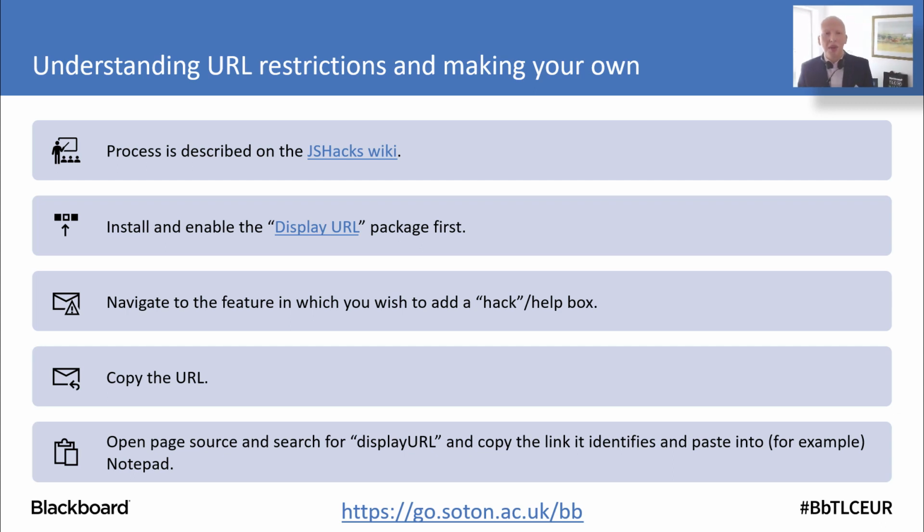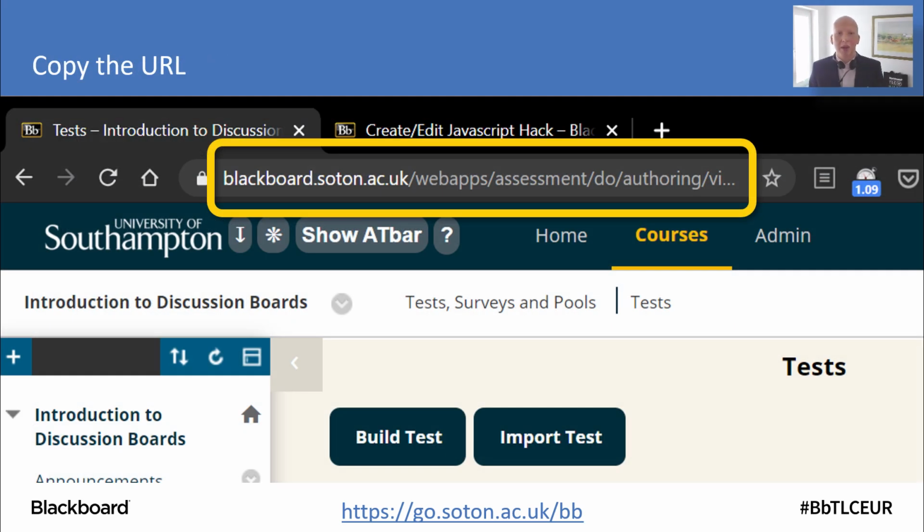And then open the source of your Blackboard page. So in your browser, right click on a bit of empty space and choose View Source, which is what it will normally say, and then search for the words display URL, and then when you reach that part using find, it will give you another URL that you need to paste into Notepad. So I'm going to take you through bit by bit, and this is for one that I did myself actually just recently. I wanted to add a yellow box within the tests area.